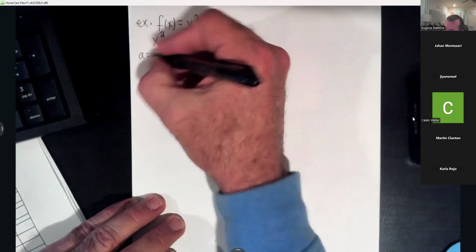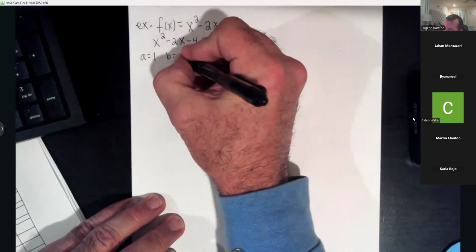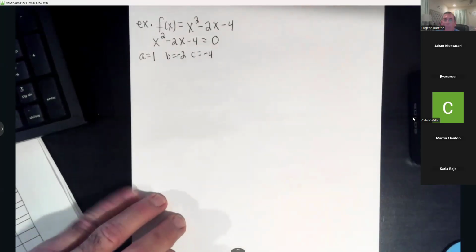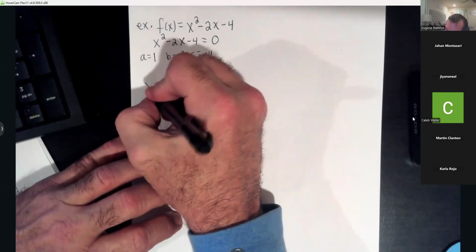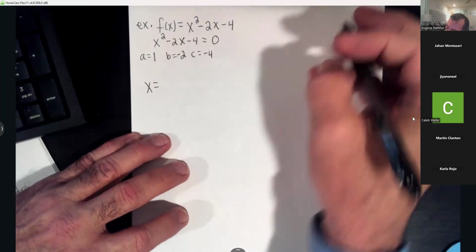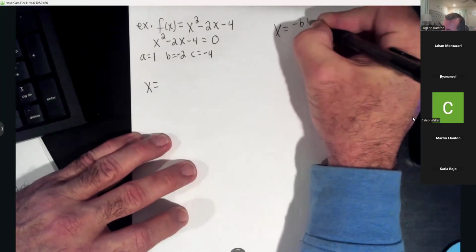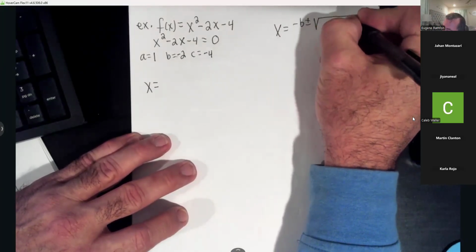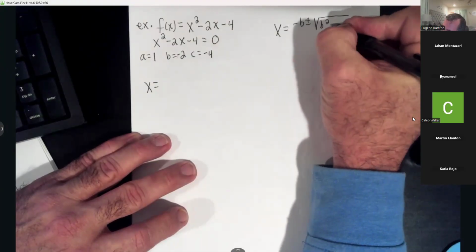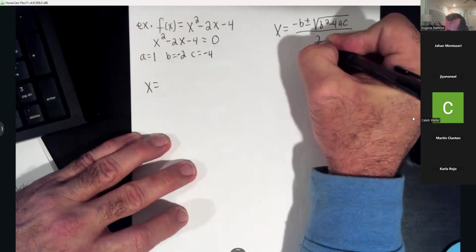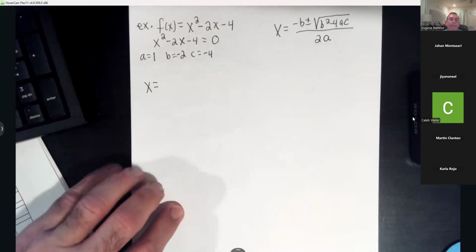All right, 1, good job. -2, good job. -4, good job. All right, y'all, so we're going to plug them into our formula. So I'll write my formula back up here again. -b plus or minus square root b squared minus 4ac all over 2a.